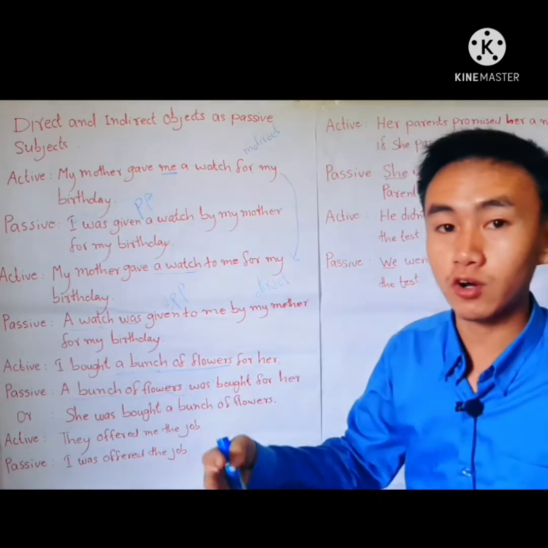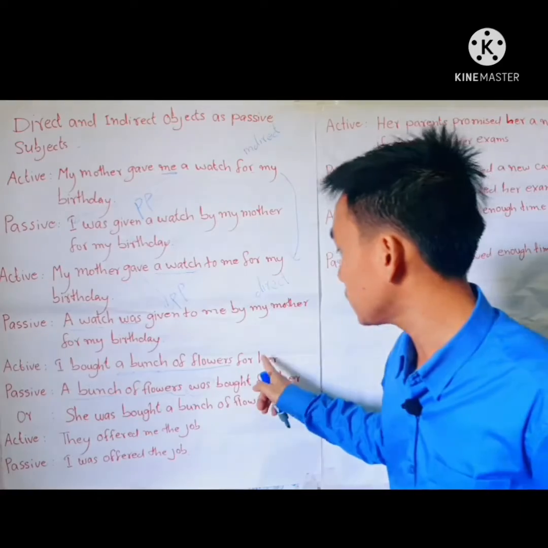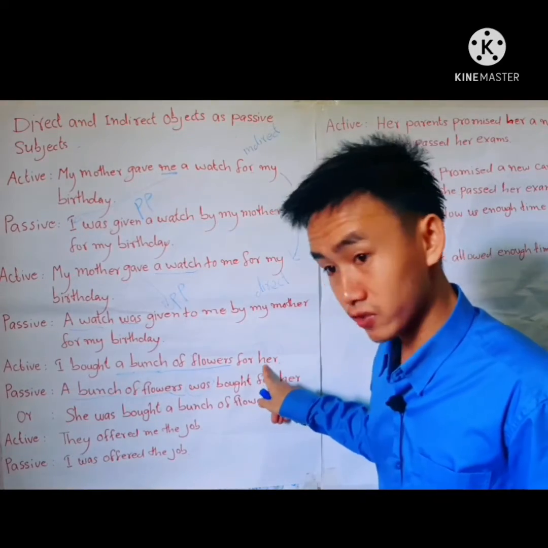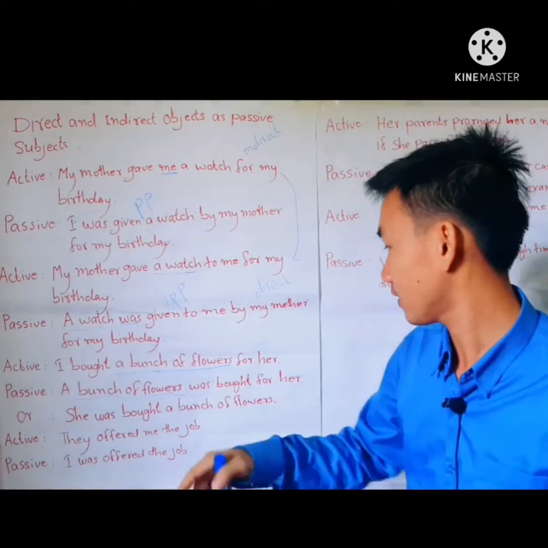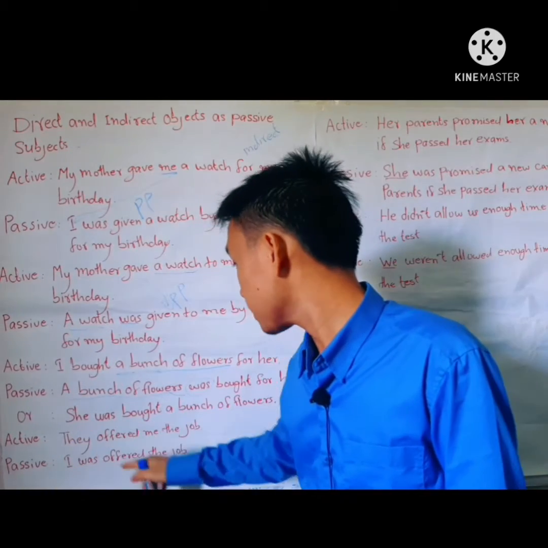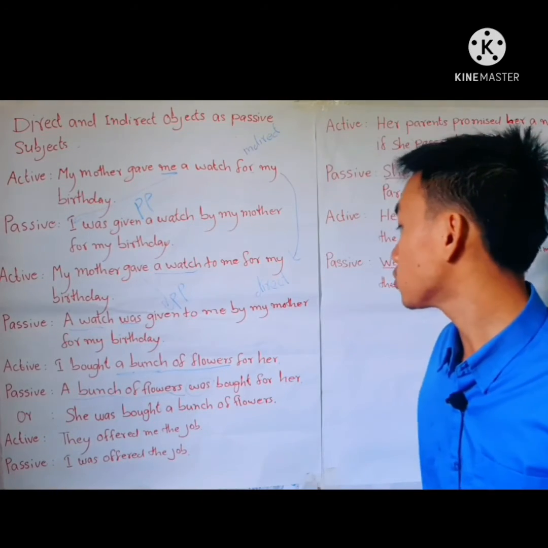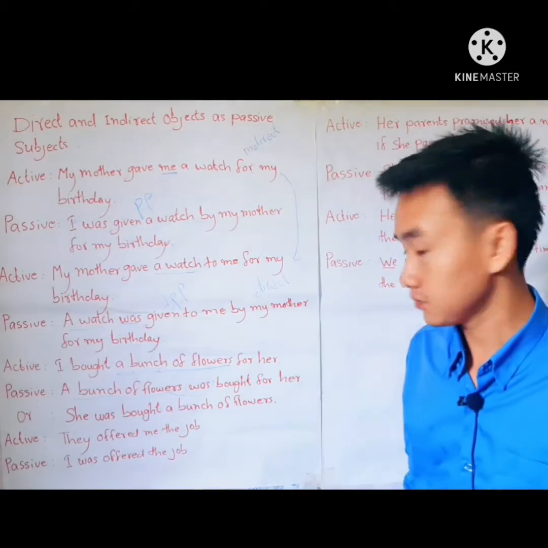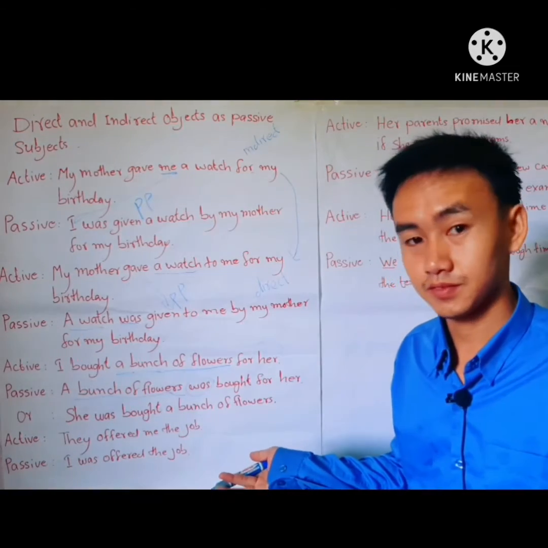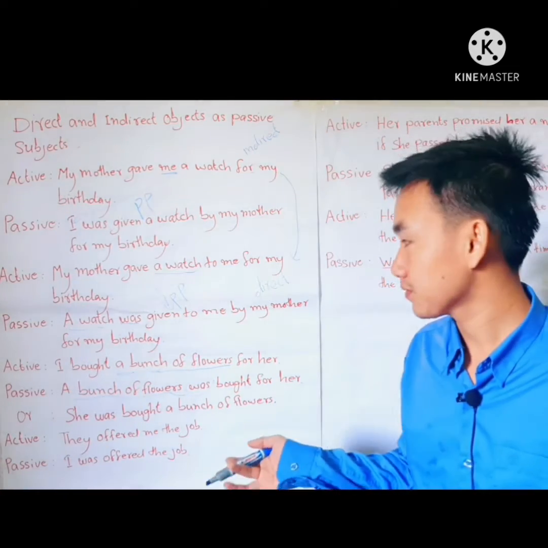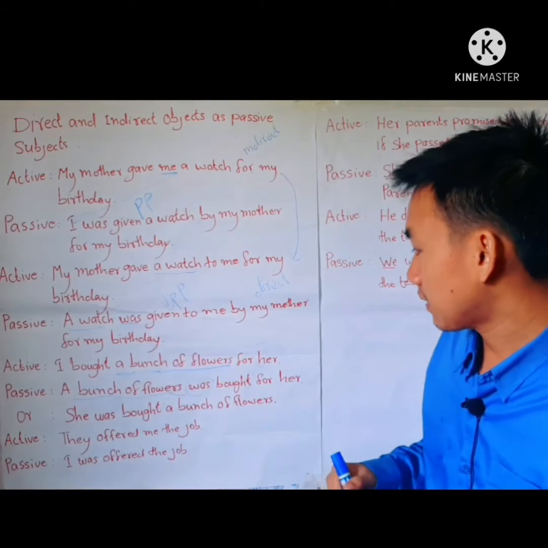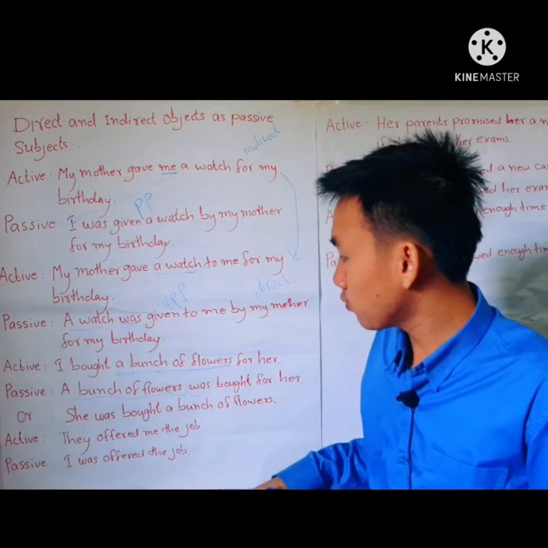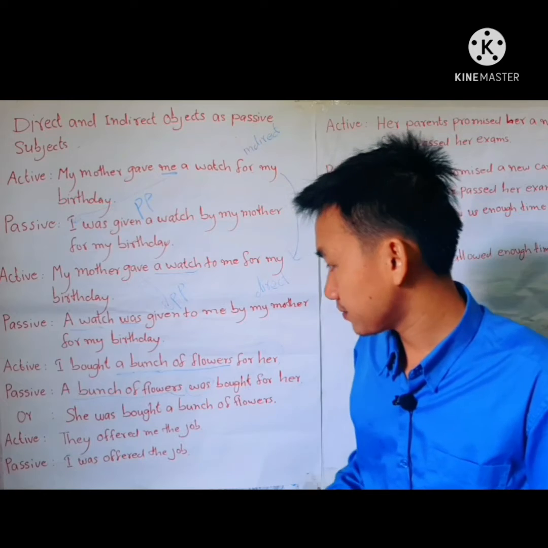Her is an indirect object in the sentence, so we can use her here. We change to the passive, like "She was bought a bunch of flowers." Both of these are okay. Alright, let's move on to the next one.